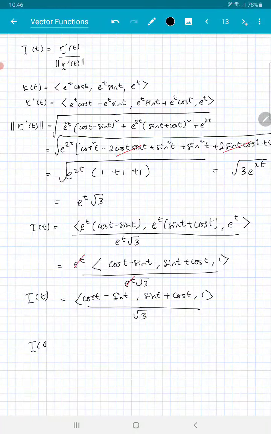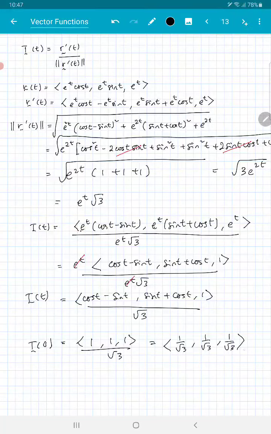Now we can get the unit tangent vector when t is 0. Cos at 0 is 1, sine at 0 is 0, so we have 1 divided by the square root of 3. We can write this as 1 over root 3 i, plus 1 over root 3 j, plus 1 over root 3 k. So that is the unit tangent vector at t equals 0.